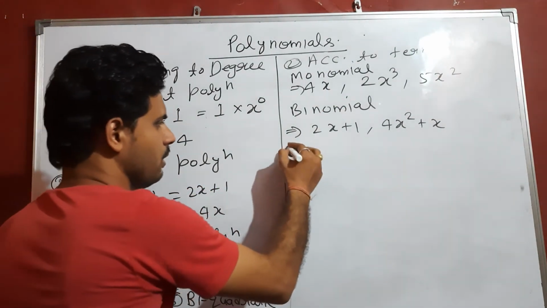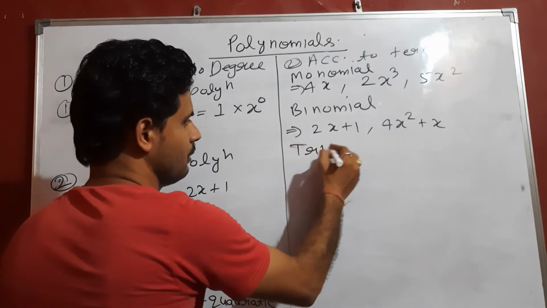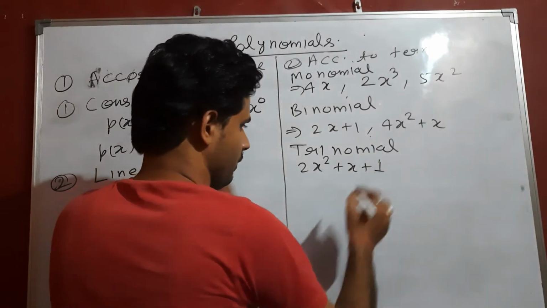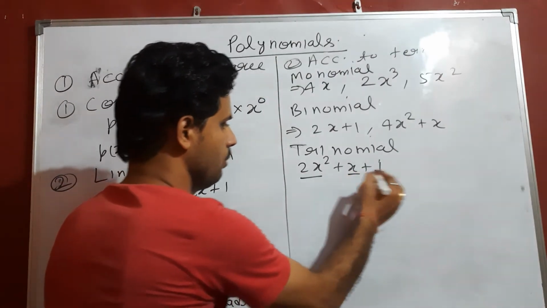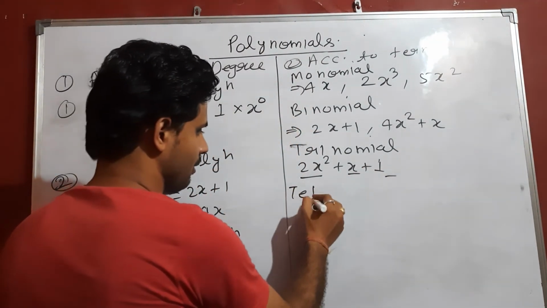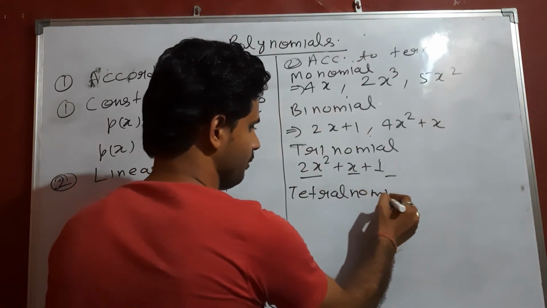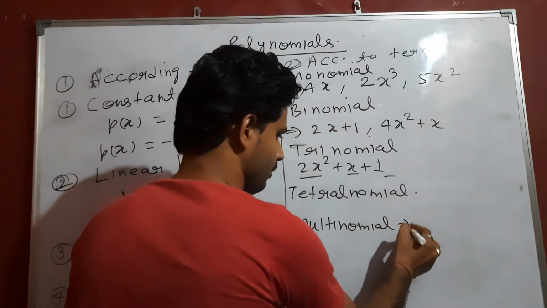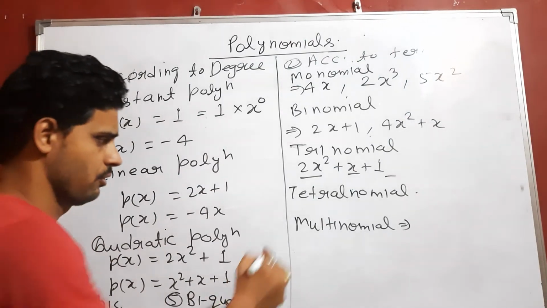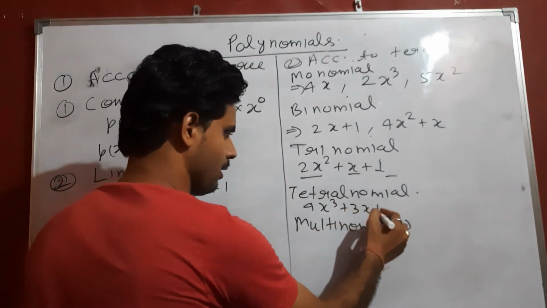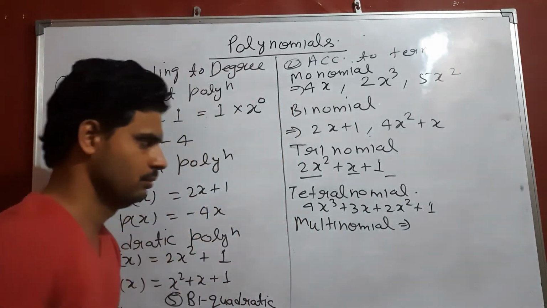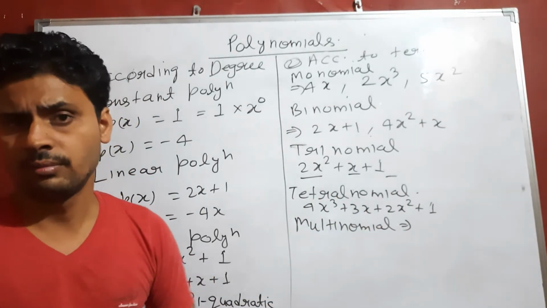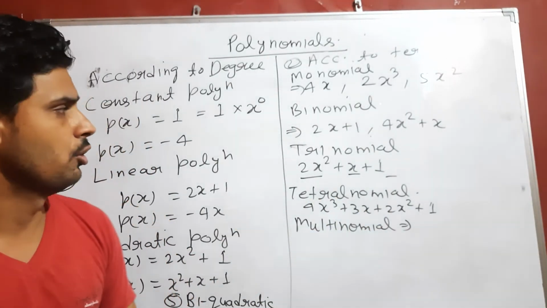In the same way, trinomial means 2x square plus x plus 1. This contains three terms, 1, 2 and 3. In the same way, tetranomial and multinomial. Tetranomial means four terms, 4x cube plus 3x plus 2x square plus 1. This contains four terms, that's why this is called a tetranomial. Multinomial means more than four terms, that is called a multinomial polynomial.